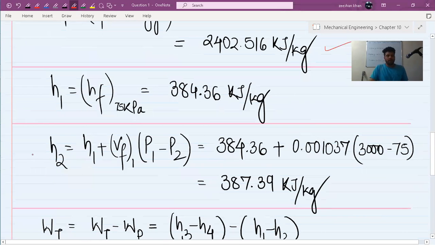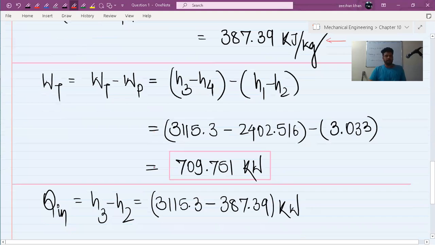Again, H2 is equal to H1 plus vf1 into P1 minus P2. So that is the volume of fluid at state 1 into the pressure difference between the first state and the second state. A point to remember here is that we need to keep the pressures in kilopascals. So 3075. That gets us H2.